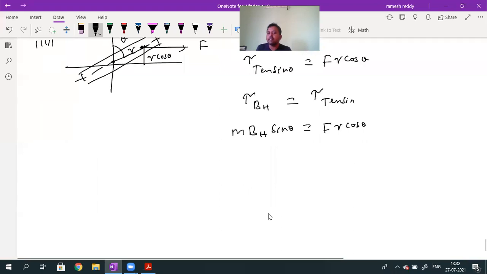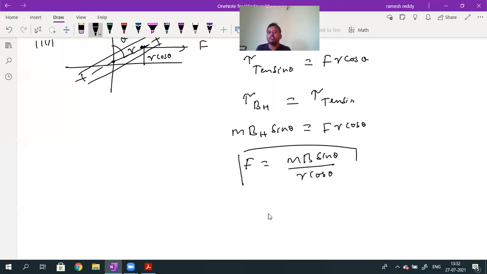From this, what can I write for the F formula? Here I cannot write capital M as m into 2L, because if I write small m into 2L, that L will not be cancelled. F is given by capital M into BH into sin theta divided by r into cos theta. This is the formula for the force.